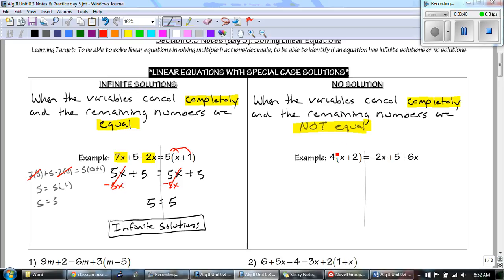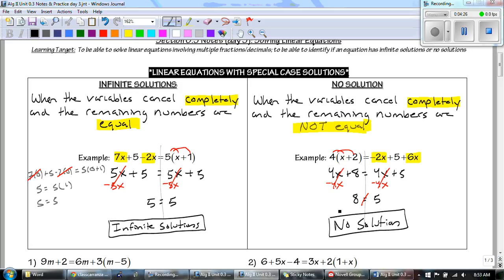Okay? So once again, let's take a look at this example. On the left-hand side, I need to distribute that 4. So we get 4x plus 8. And on the right-hand side, I need to combine like terms to get 4x plus 5. So same thing. I want to move my variable to one side, and when that happens, they both cancel. And we're left with 8 equals 5. Now, does 8 equal 5? So this is no solution.